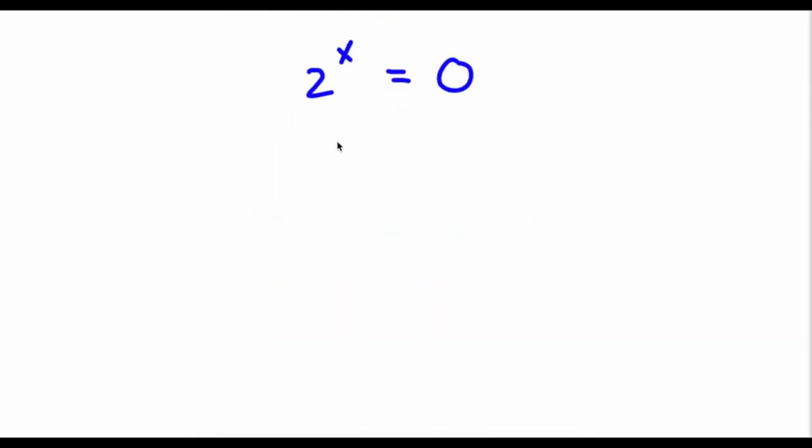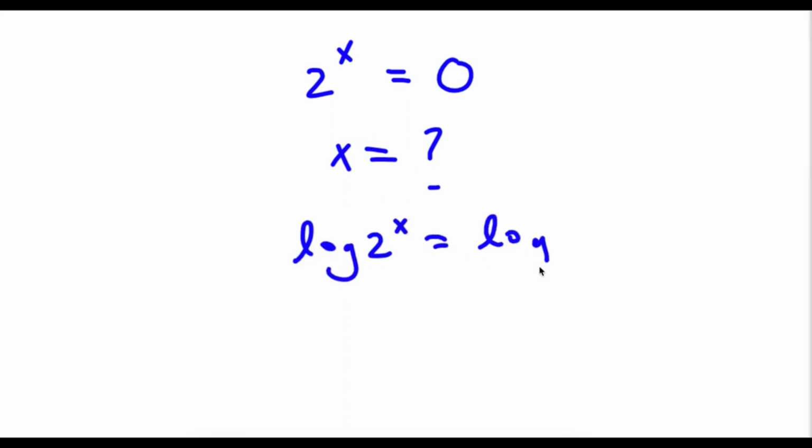Now for the next problem, I have 2 to the power of x equals 0. And I want to find the value of x. So first off, I'm going to take the log on both sides. So now I have log 2 to the power of x is equal to log 0.